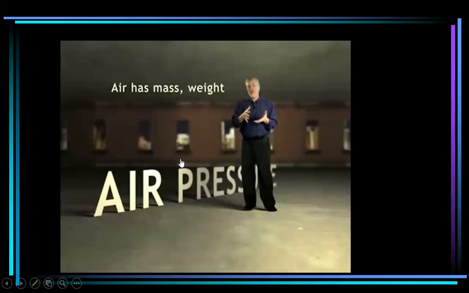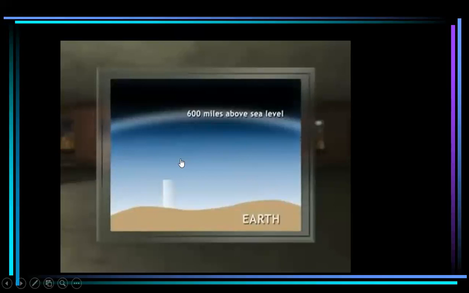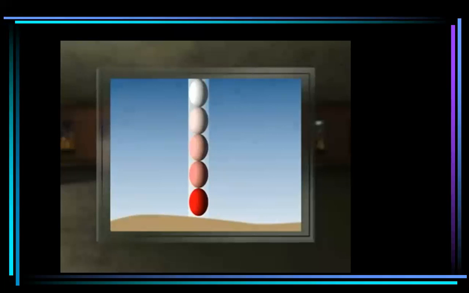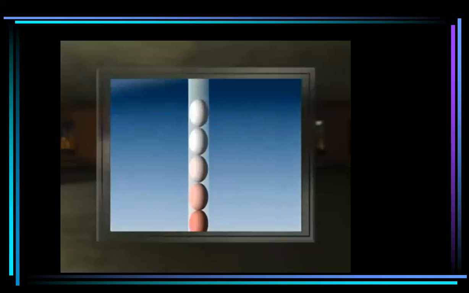Picture a clear plastic tube going from a spot on Earth to 600 miles above sea level. That is where the atmosphere ends. In other words, there is no more stuff. Now let's fill the tube with eggs. The eggs at the bottom of the tube will have greater pressure on them, causing them to break and become more dense as the eggs now fill all the space in the bottom of the tube. The eggs near the top of the tube have less pressure on them because there are fewer eggs above them. With that picture in mind, you should be able to get an idea of air pressure.